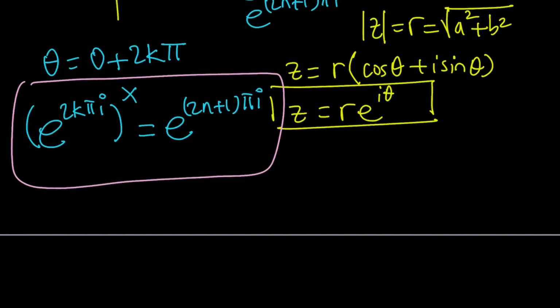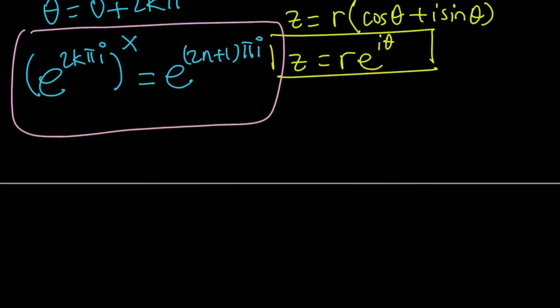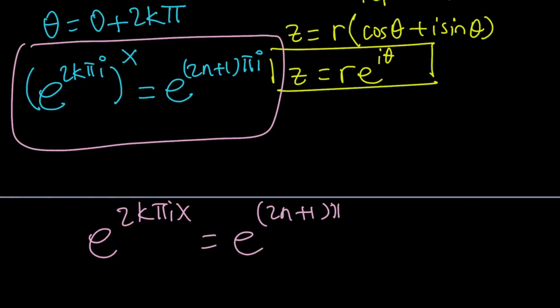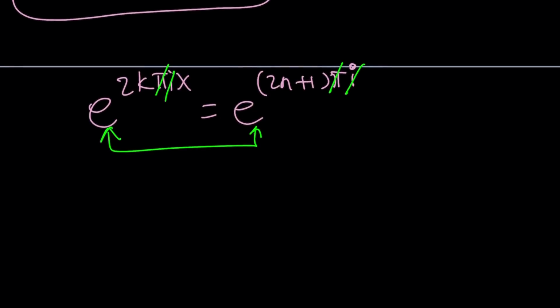Now let's go ahead and solve for x, but stay with me because we're going to do something interesting here. Now, if you distribute the x or just multiply, e to the power 2k pi ix equals e to the power 2n plus 1 pi I. Obviously, pi I cancels out because they're not zeros, right? Pi I cancels out. And since the bases are equal, we can basically say the exponents are equal, and we get the following equation, which is super duper simple, by the way. 2kx equals 2n plus 1. And I don't need parentheses anymore.